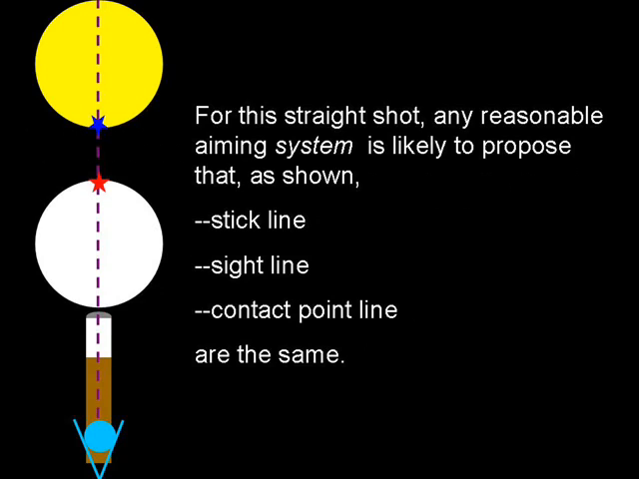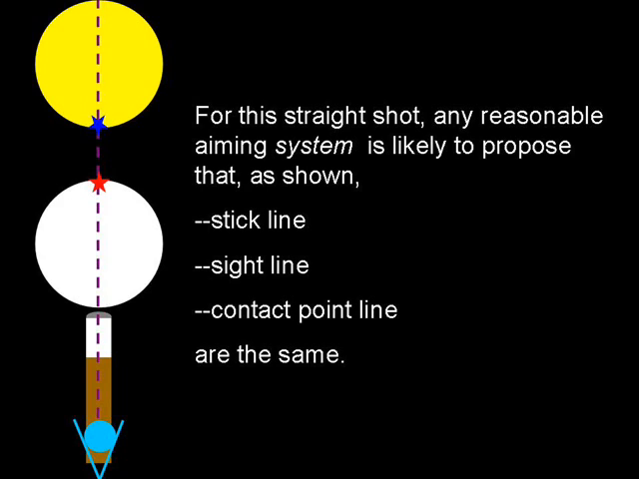Here's a picture of a straight-in shot or a full shot. The red star and the blue star are the cue ball contact point and the object ball contact point, respectively. When the cue ball reaches the object ball, these are the 2 points that are going to hit one another. Also shown here is the stick line, and on top of that is the sight line, as indicated by the blue eye over top of the stick.